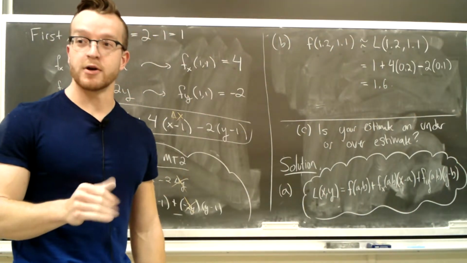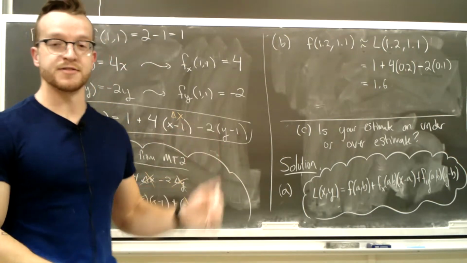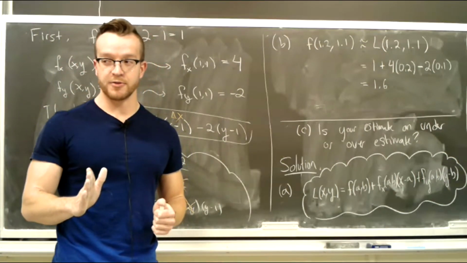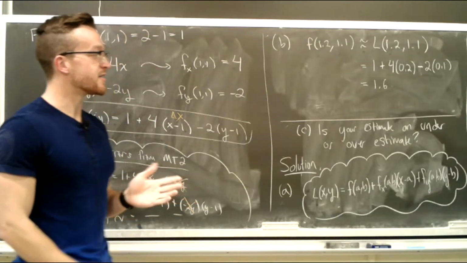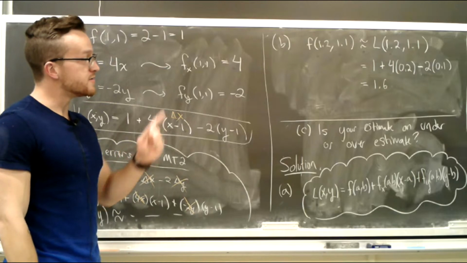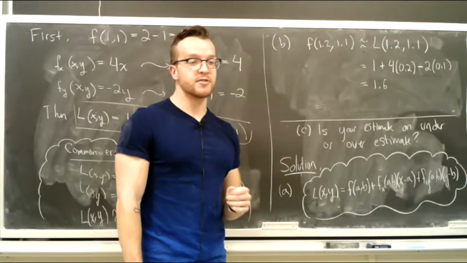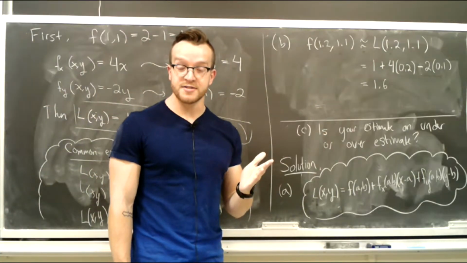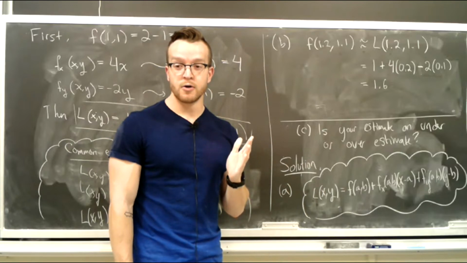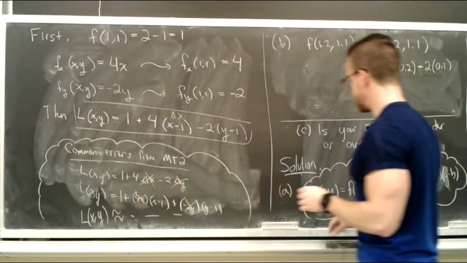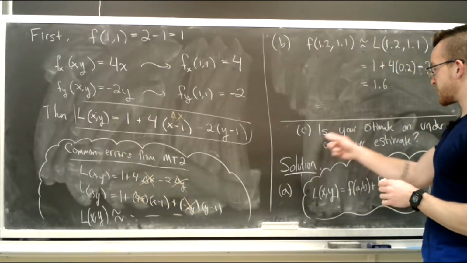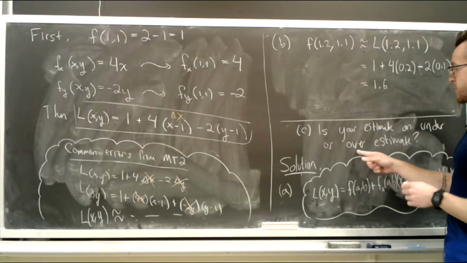Like I said, that's relatively routine, and I think this is definitely something standard that you should for sure be able to do. The trickier part of this is, what did I ask next? I asked, is this likely to be an underestimate of the true value or an overestimate of the true value? Oh, it's right there. Is our estimate an under or overestimate?